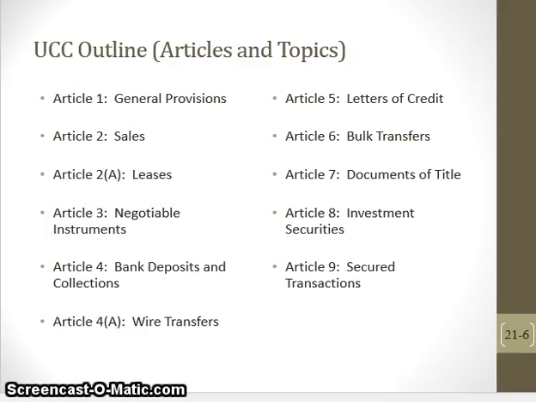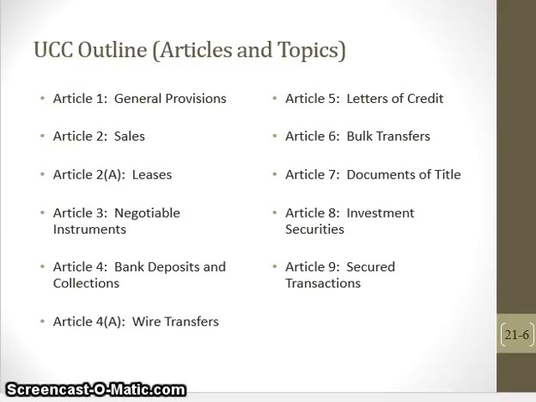These are the different articles of the Uniform Commercial Code. As I said, we're focusing on 2 and 2A. As you can see, the Uniform Commercial Code gets very detailed. Article 5 covers letters of credit. Article 8, investment securities, and Article 9, secured transactions, which are any transaction that is secured by another asset. So, mortgages, loans that are secured by business inventory.